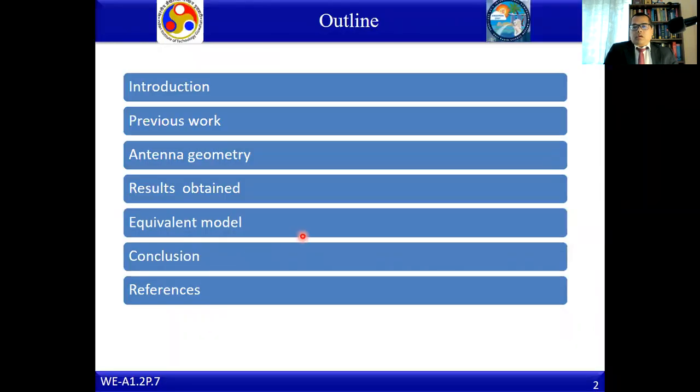So here is the outline of the presentation. I will first introduce you to the topic, then we'll briefly discuss the previous work, then we'll touch on the proposed antenna geometry, then we'll discuss the results obtained such as scattering parameters, gain parameters, and radiation patterns. Then we'll also discuss the possible equivalent model of the proposed antenna. And finally, I will conclude the talk.